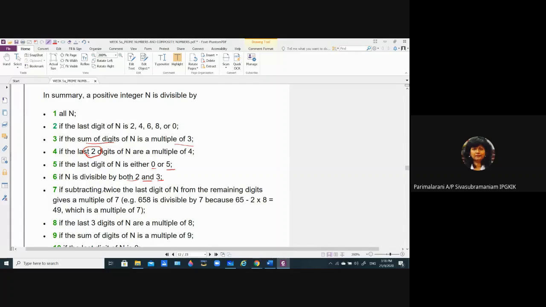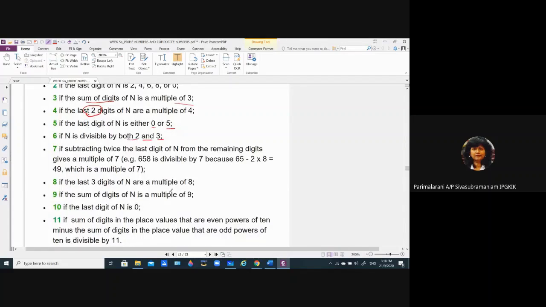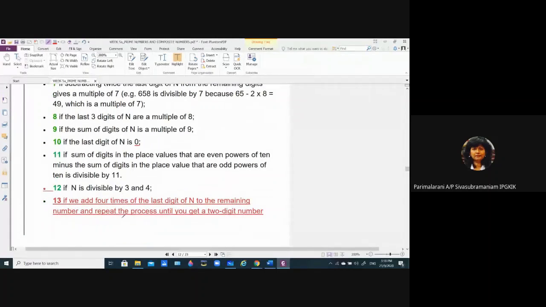7 if subtracting twice the last digit of n from the remaining digits gives a multiple of 7. 8 if the last 3 digits of n are a multiple of 8. 9 if the sum of digits of n is a multiple of 9. 10 if the last digit is 0. 11 if the difference of the sums of the alternating digits is divisible by 11. And 12 if it's divisible by 3 and 4. 13 if the last digit times 4, added to the remaining numbers, gives you a number that is divisible by 13.